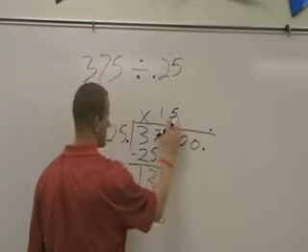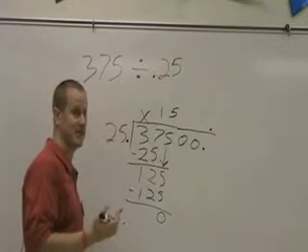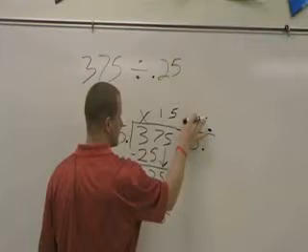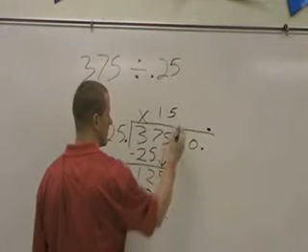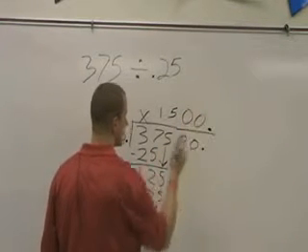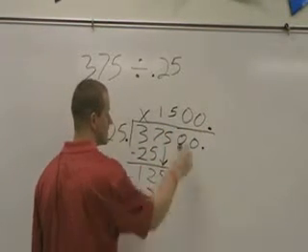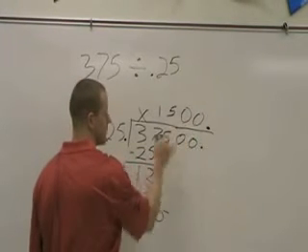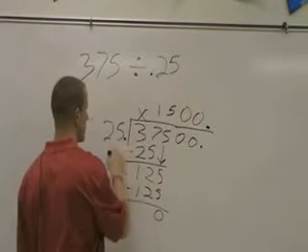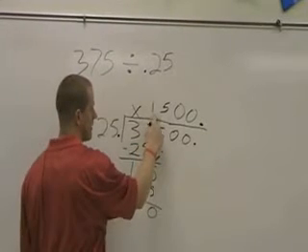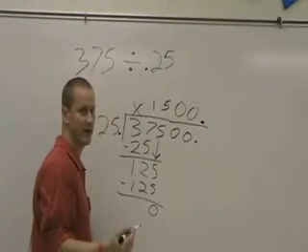Is my answer just 15 because I stopped and I'm done? No. I still have my decimals here, so I have to put numbers here. Put in zeros. It's not changed. I'm not giving it a value. I'm adding in zeros because of my decimals here, and I have to fill up my placeholders. So what is 375 divided by 25.00? 1,500.